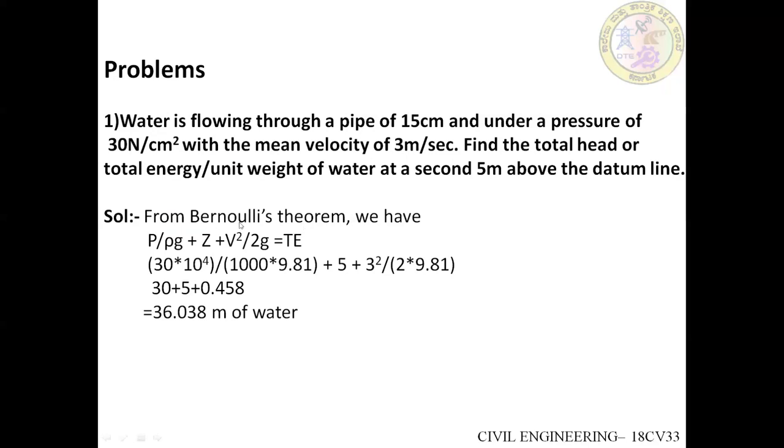If you apply all the given things in this, P is given, rho you know it, since it is water, it is 1000 kg per meter cube, g is 9.81, plus z value is given, that is 5 meter, you can substitute directly, plus v square by 2g, v is given, 2 into g, you will get the total energy. Unit is meters. Okay, 36.038 meters of water.